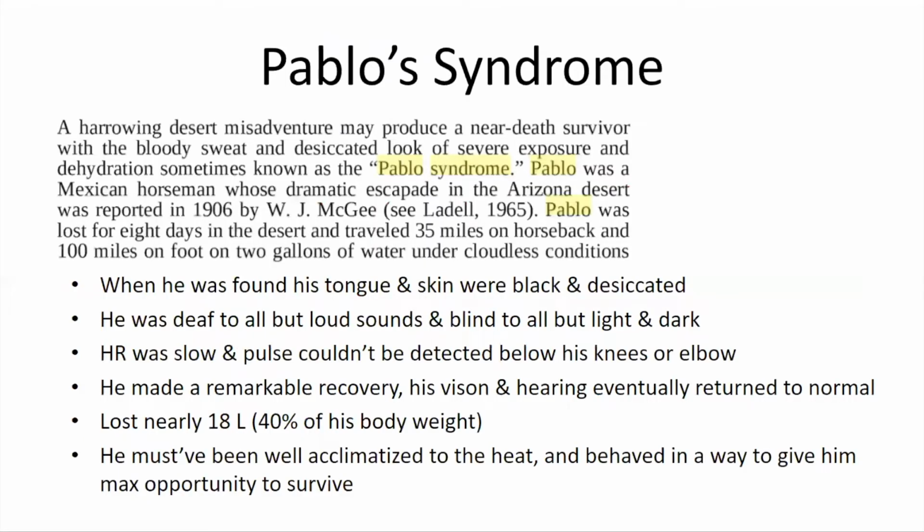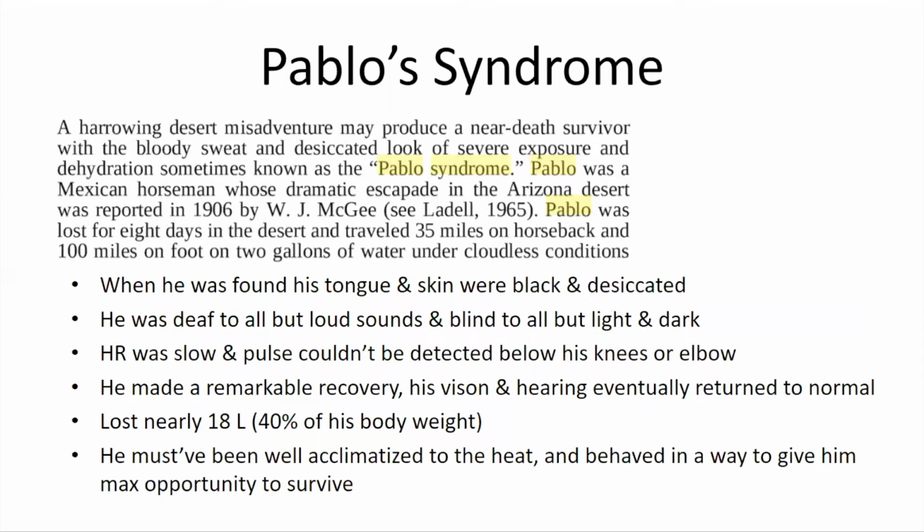So this is Pablo's story. Pablo was a Mexican horseman who became lost in the desert, and he wandered in the desert for 8 days and traveled 35 miles on horseback, 100 miles on foot on 2 gallons of water under cloudless conditions. So when he was found, his tongue and skin were black and desiccated.